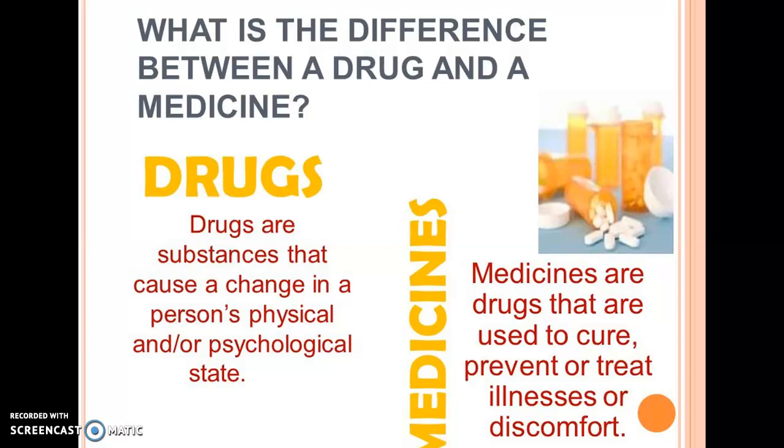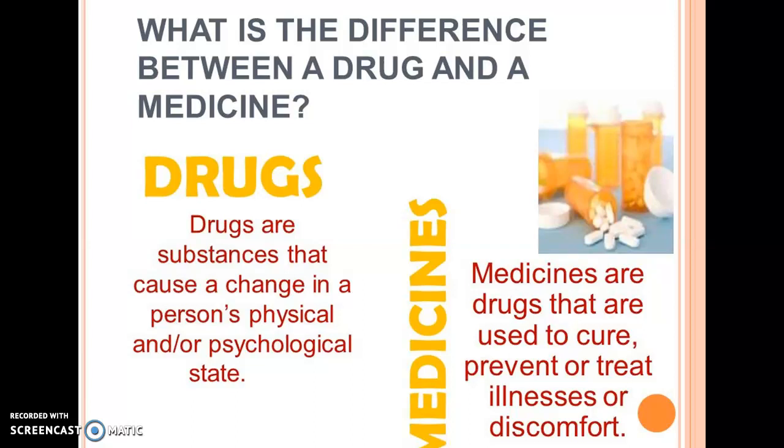If a person is having some illness, disease or discomfort, and you are using some drugs for treating such things, then they are considered as medicine. Let us see about the word drugs now. Drugs are substances that cause a change in a person's physical or psychological state. So these drugs are nothing but chemical substances which are obtained either from herbal natural sources, or synthetically, or semi-synthetically.